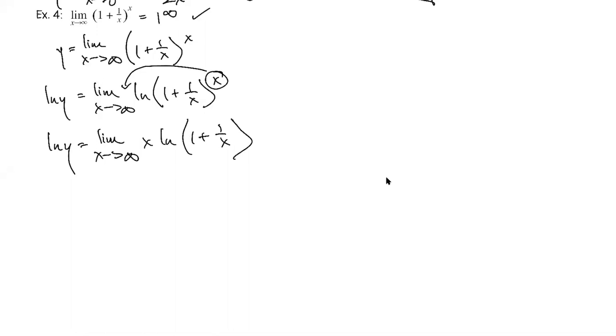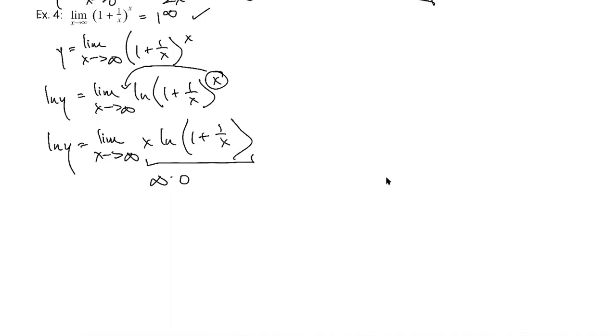Now, if I plug in infinity right here, I get infinity times natural log of 1, which is 0. So I actually end up with the other indeterminate form that I found. And what was our strategy when we have two functions multiplied by each other and we wanted to find that limit? Well, we had to write one of them as the reciprocal, right?